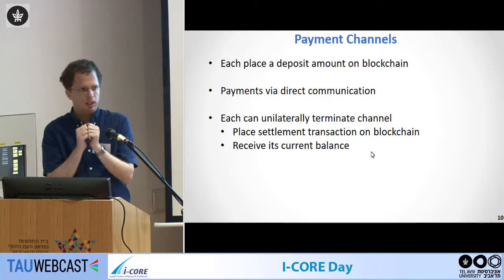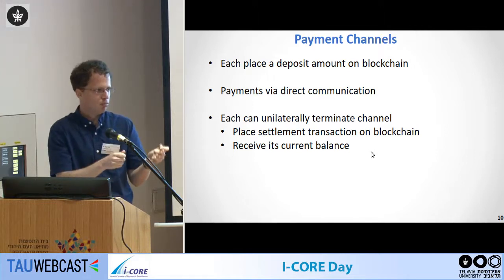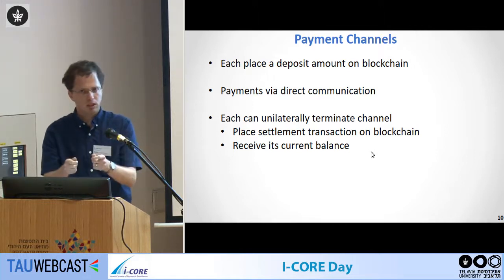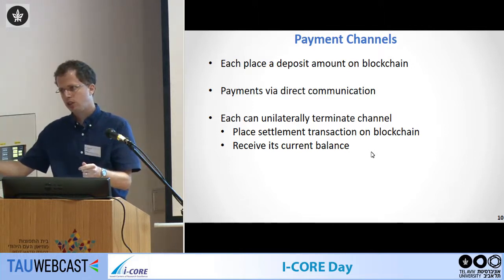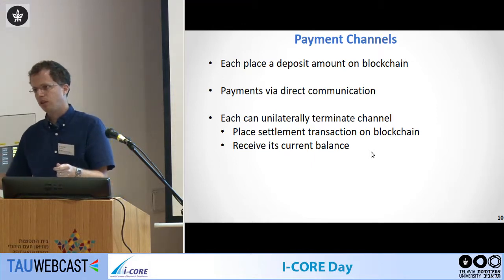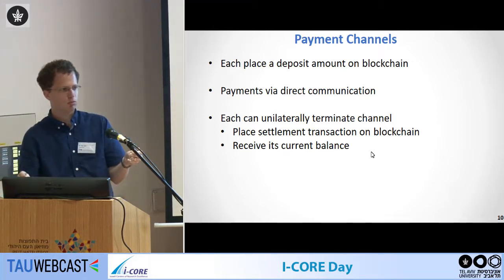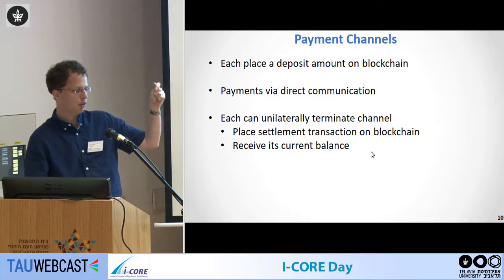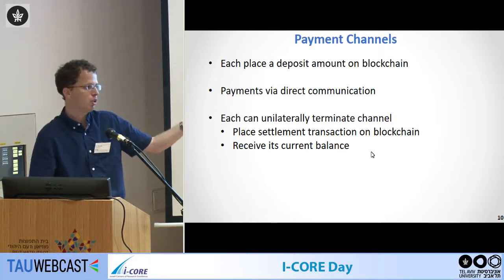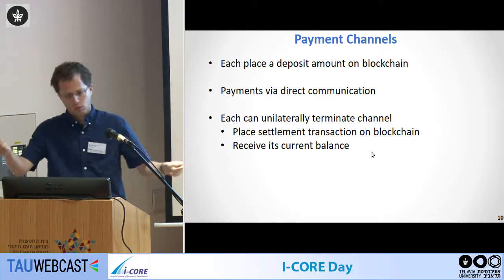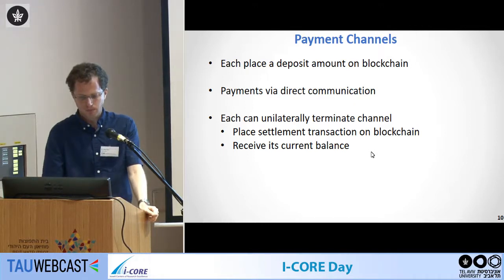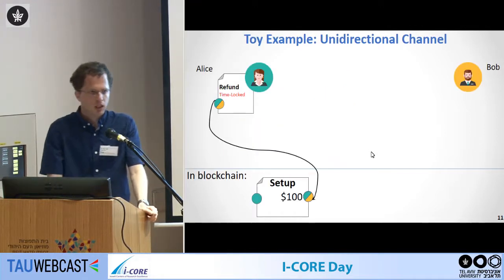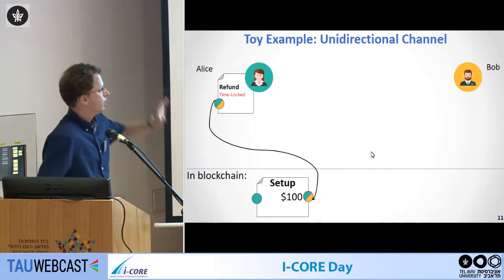And the key guarantee is that each of them can independently say, okay, I'm done, go back to the blockchain and receive the fair balance of what it should get. So if the other party is dead or malicious or just asleep, one can go and take its money. No more, no less. Let's look at an example.